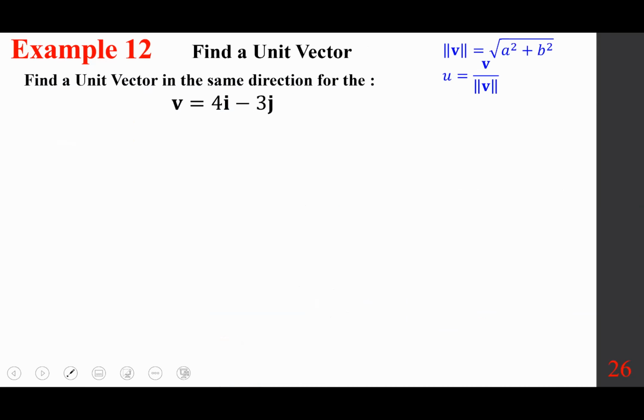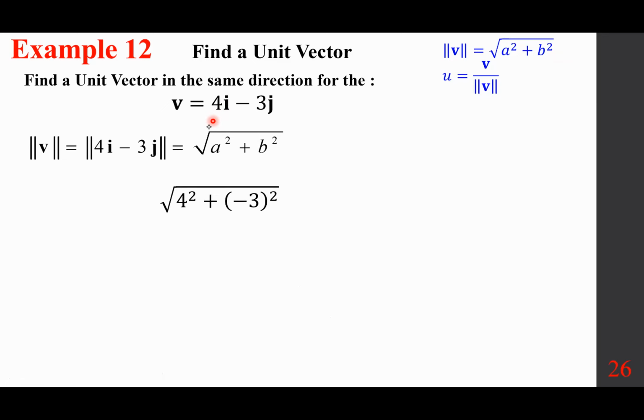Find a unit vector in the same direction for v equals 4i minus 3j. And the magnitude, as we mentioned, is the square root of a squared plus b squared. So the magnitude for this one would be the square root of 4 squared plus negative 3 quantity squared. So we have to calculate that. And as you know, this is 16, this is 9. They add up to 25, and the square root is 5. We've done it many times. So we found the magnitude, and all we have to do is divide the vector by this number.